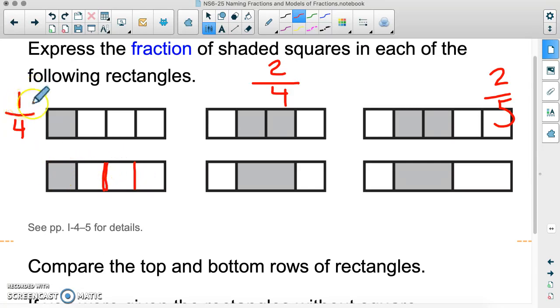So this one would be the exact same. It's still 1/4. I just don't see the equal squares. This one here, if I put this down here, would be the same as 2/4. And then this one here would be just about like the one above. It's just missing those lines in it. It would be the same as 2/5.